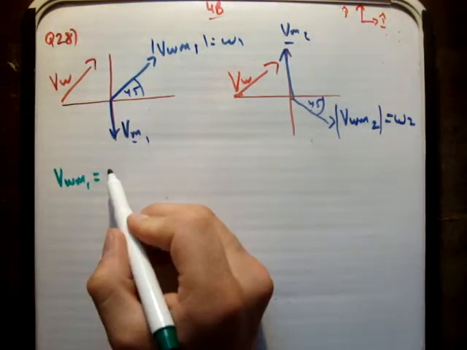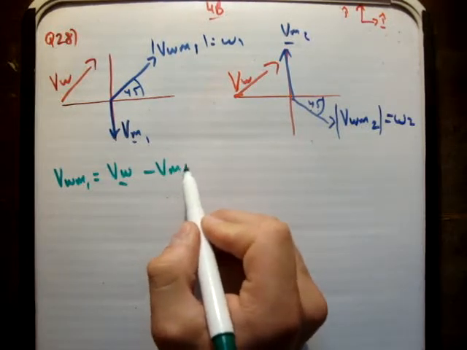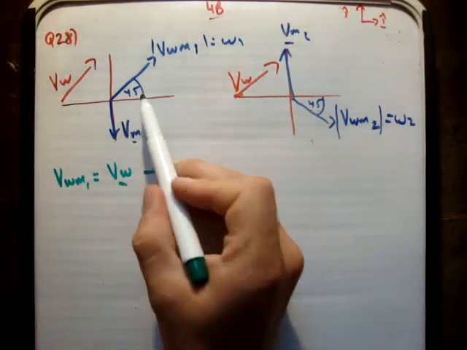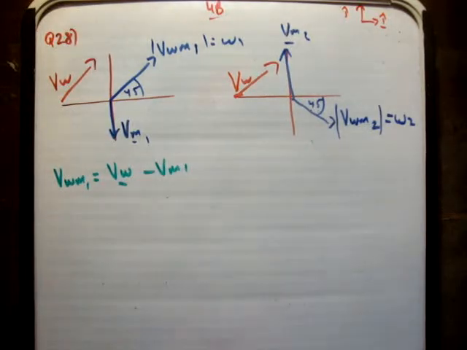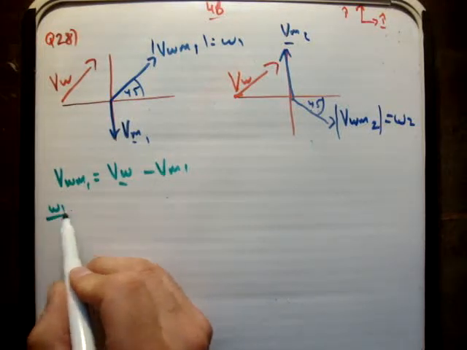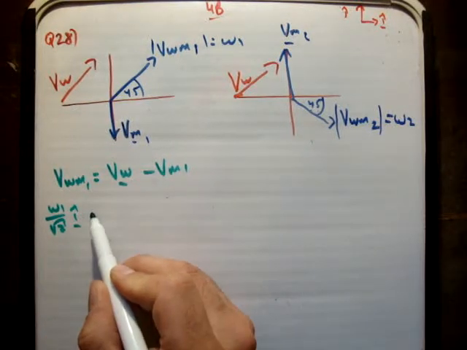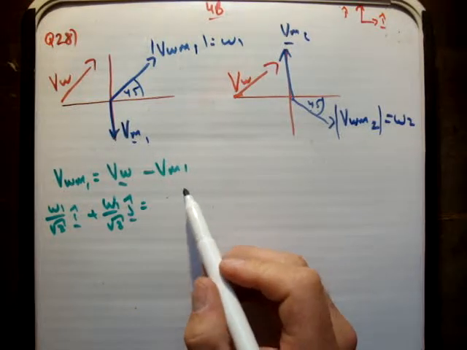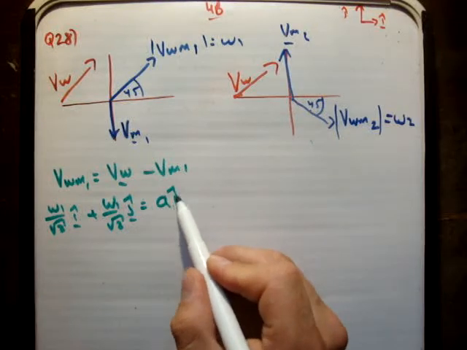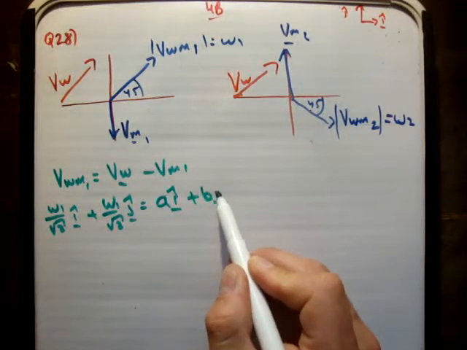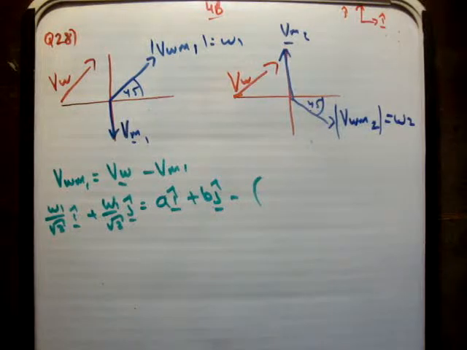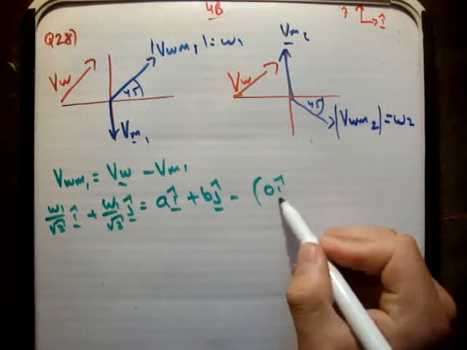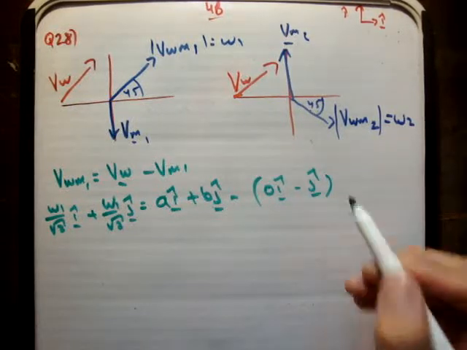VWM1 is equal to VW minus VM1. That's going to be equal to, now we've an angle, so the cosine and sine of 45 are 1 over root 2, so it's just going to be W1 over root 2 i plus W1 over root 2 j. And that's going to be equal to the velocity of the wind. I'm arbitrarily going to call it a i hat plus b j hat. And we need to take away from that the velocity of the man. And initially he's moving due south at 1 meter per second, so that is negative j like so.